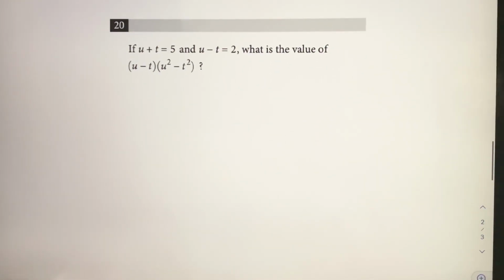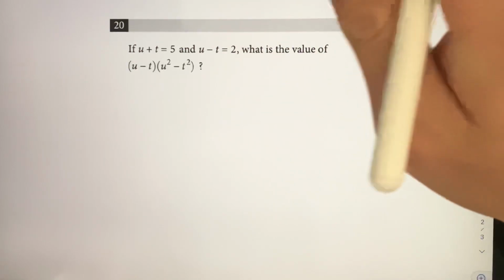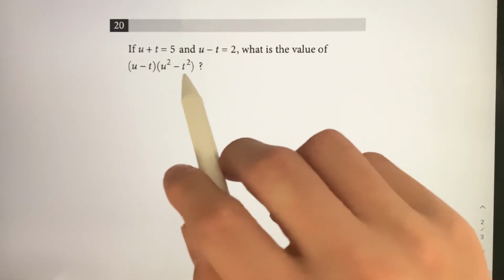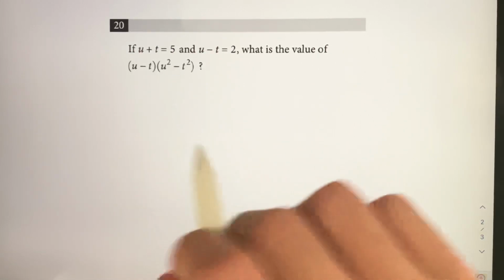Lastly, we have question 20. If u plus t, let me just erase that. Accidentally wrote over here. Okay, if u plus t is equal to 5 and u minus t is equal to 2, what is the value of u minus t times u squared minus t squared?